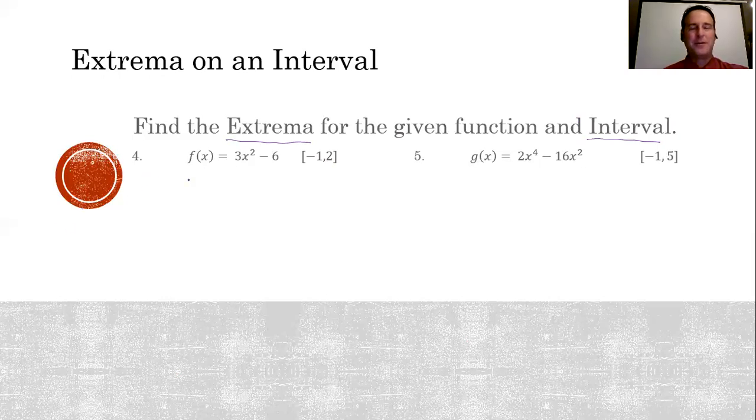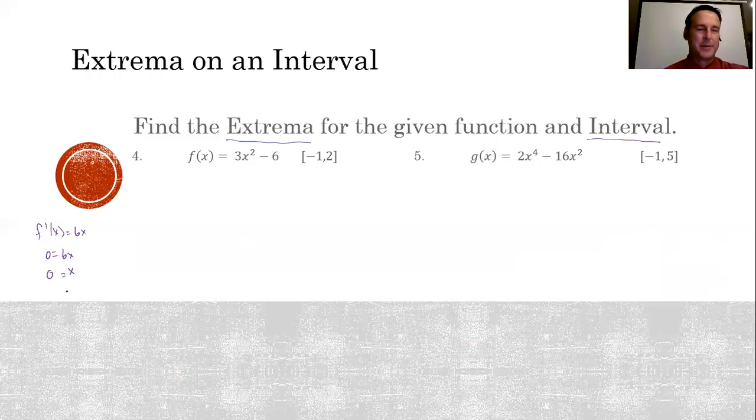The first thing I'm going to do for both of these is the same procedure. Maxes and mins occur when our horizontal tangent lines are 0, or have a 0 slope. So I'm going to take my f prime of x here, and that will give me 6x. Remember, the derivative of 6 is 0. And then you set this equal to 0. And so x is 0.